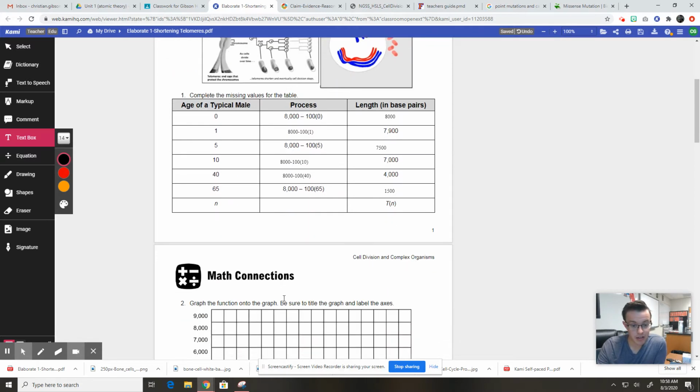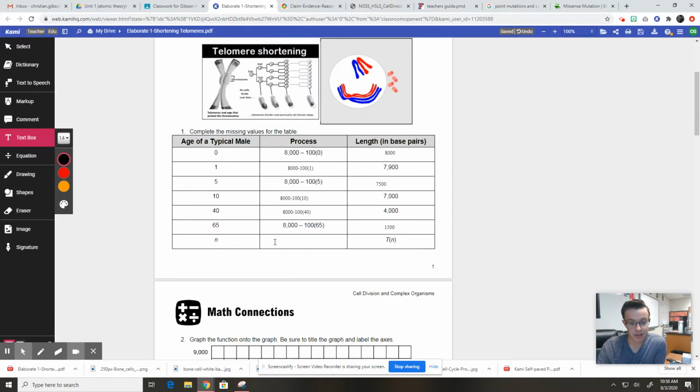All right. So you can fill this box in here if you want to. It's just wanting the function retyped. We'll just do it just to show again how to use that text box. You click text box and you just click where you want it to go. You can make it as big or little as you want to. So 8,000 minus 100.